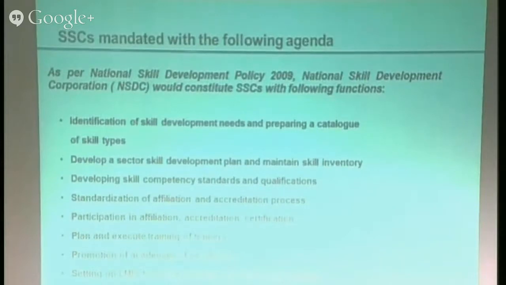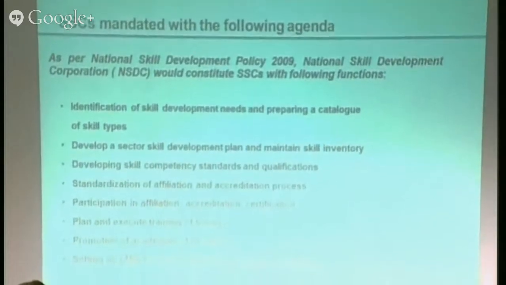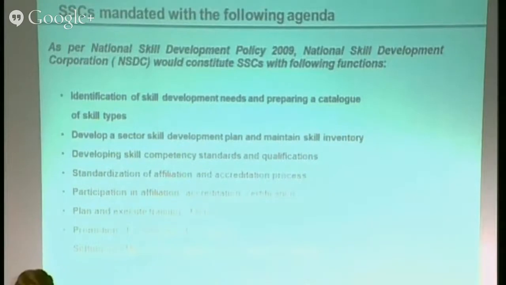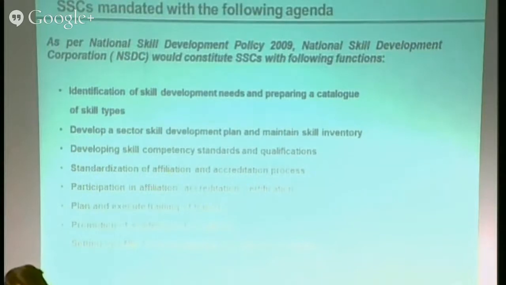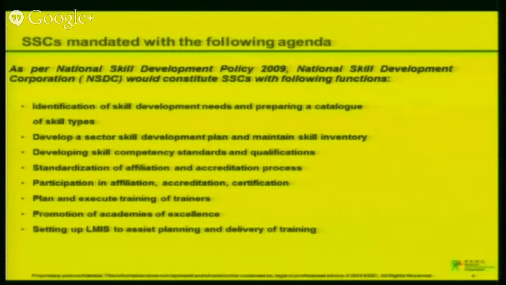As per the National Skill Development Policy 2009, NSDC would constitute SSCs with the following functions: the identification of skill development needs and preparing a catalog of skill types, so what all skill types are required, then develop a sector skill development plan and maintain skill inventory in their sector, develop skill competency standards and qualifications, standardization of affiliation and accreditation process. So the sector skill councils also accredit the training partners. Participation and affiliation, accreditation and certification. The assessment and certification of these trainees is in fact conducted by the sector skill councils.